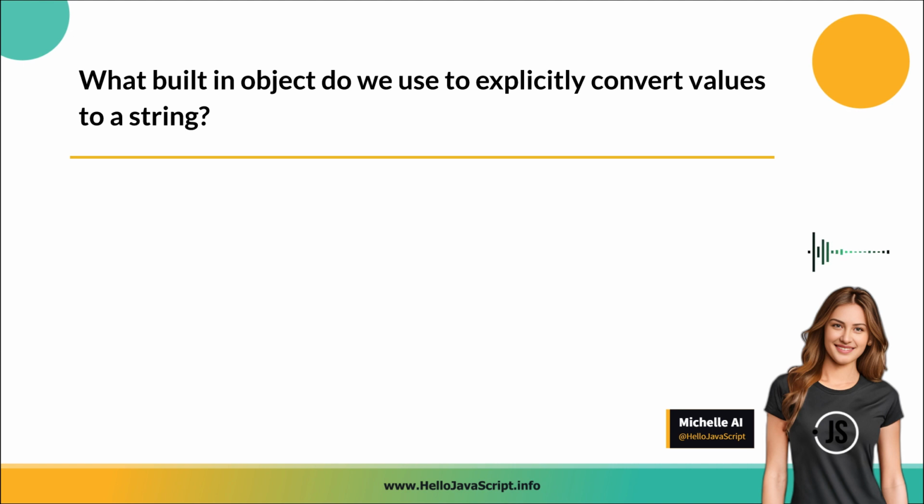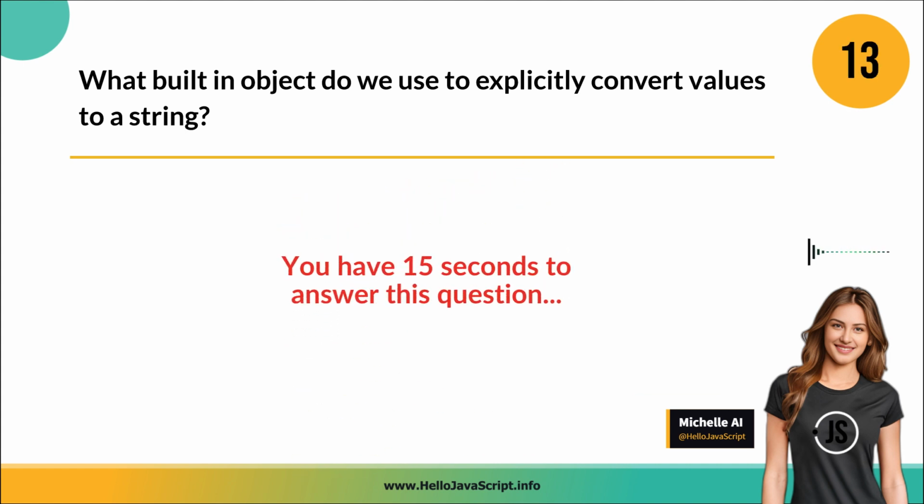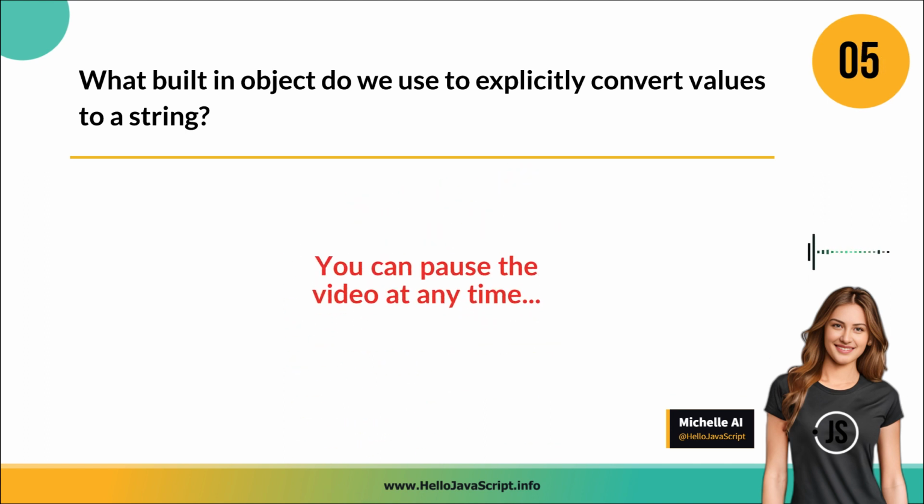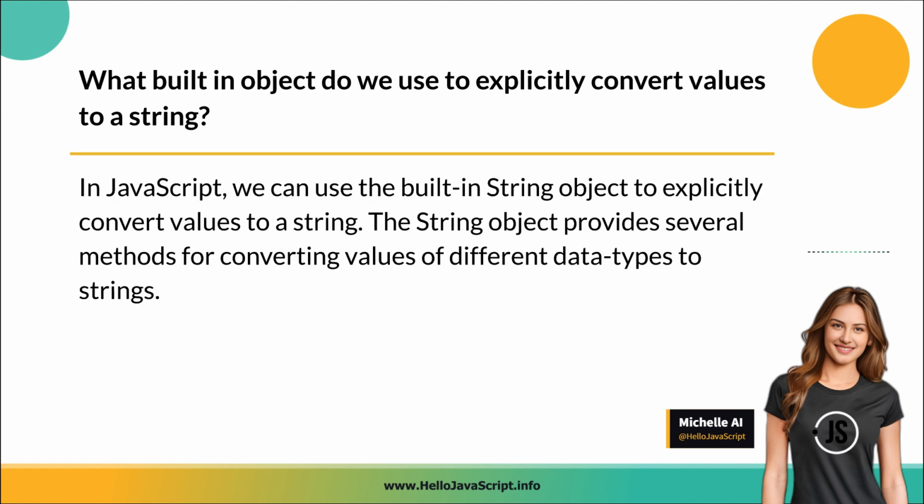Now for the next question. What built-in object do we use to explicitly convert values to a string? The correct answer is: in JavaScript, we can use the built-in String object to explicitly convert values to a string. The String object provides several methods for converting values of different data types to strings.